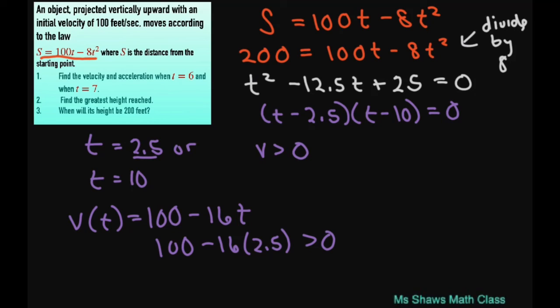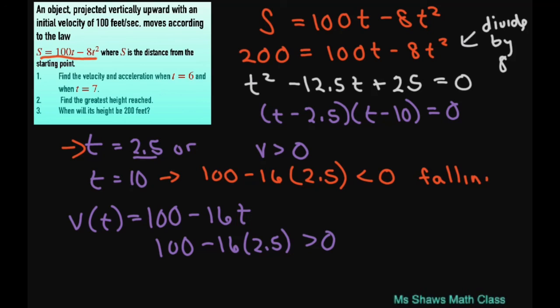At t equals 10, it's going to be at the same height, but it's falling. So it's at the same height as this, but you have 100 minus 16 times 10, and this is negative. So it's at the same height but falling. This one's falling, and this one here is rising.